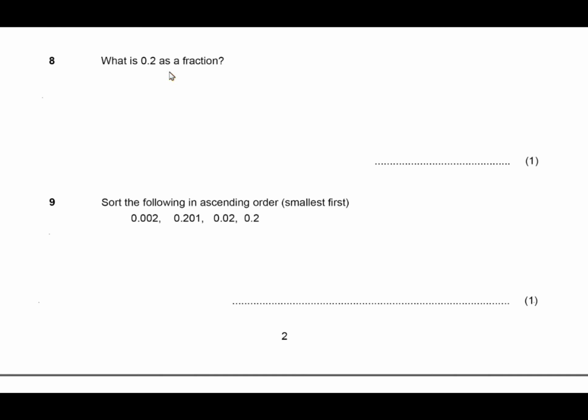Question 8 is asking us what 0.2 is as a fraction. So 0.2 means 2/10. That's what the first decimal place means to us. We always try and simplify a fraction that we create. So 2 goes into the top once and it goes into 10 5 times. So to make sure of the mark, we put in 1/5.